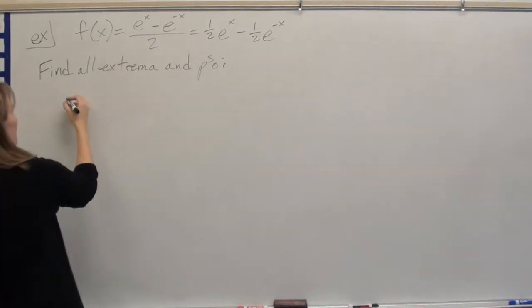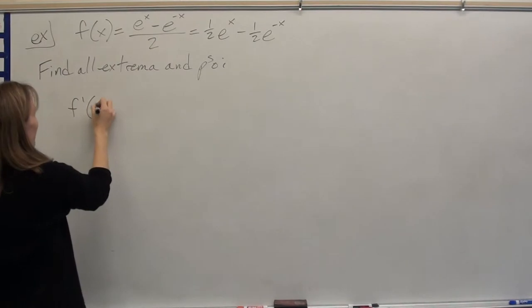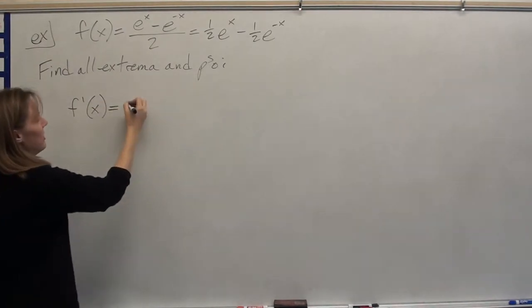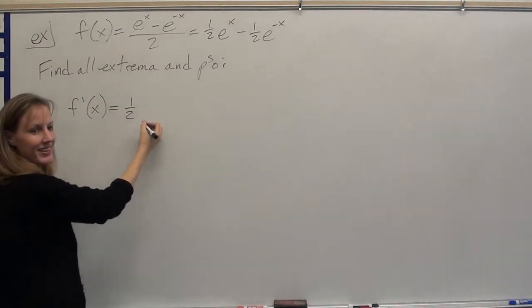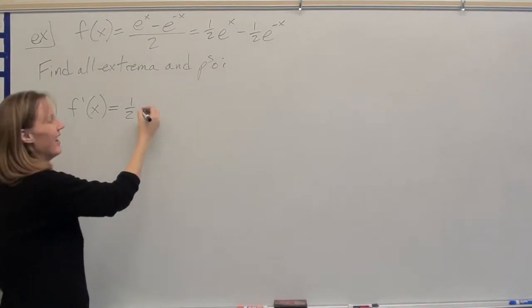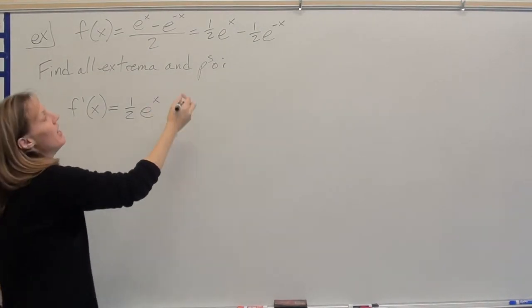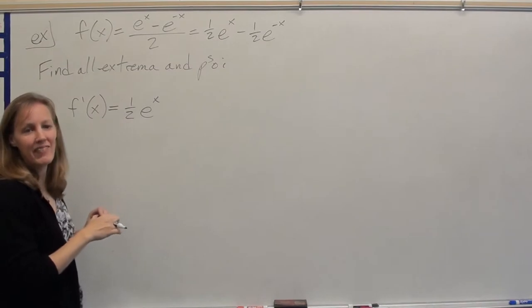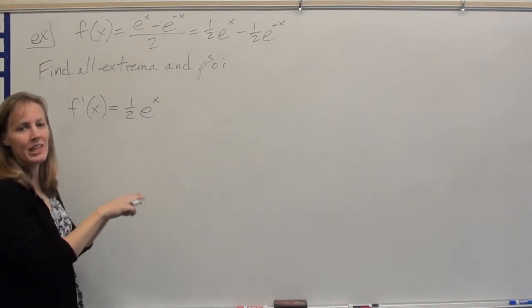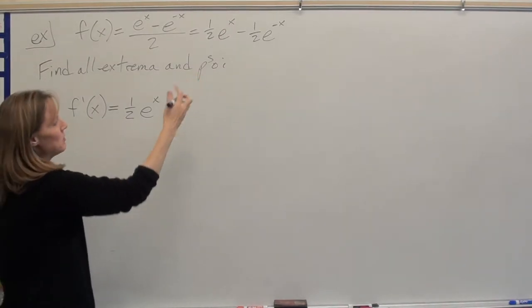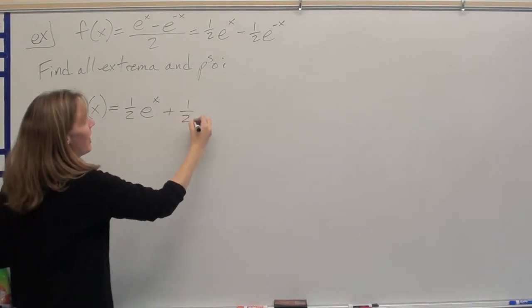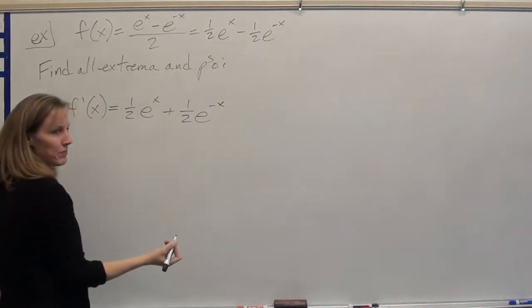Okay, what's the derivative of e to the x, guys? What is the derivative of e to the x? Oh wait, I got this. Oh no, I don't. Oh, it's e to the x. We already went over this. Very good, yes. Okay. What's the derivative of e to the negative x? Negative e to the negative x, right? So this becomes plus 1/2 e to the negative x.